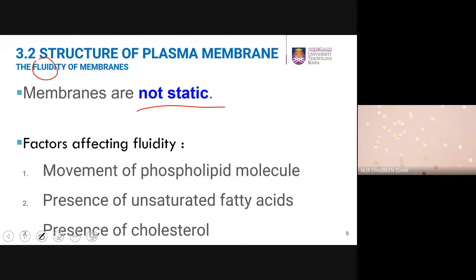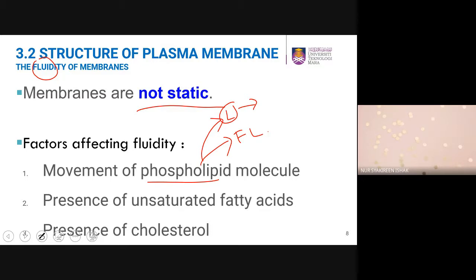The first one is the movement of phospholipid molecules. I said the phospholipid molecule will have 2 types of movement, which are lateral movement and flip-flop. And then the protein can also move through lateral movement. But the movement of the protein will be slower compared to the phospholipid molecule, because the size of the phospholipid molecule is smaller compared to protein. The size of the protein is large. So the movement of protein will be much slower compared to the phospholipid molecule.